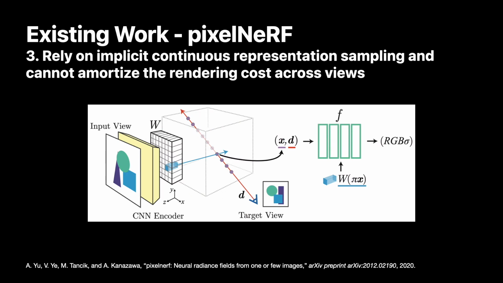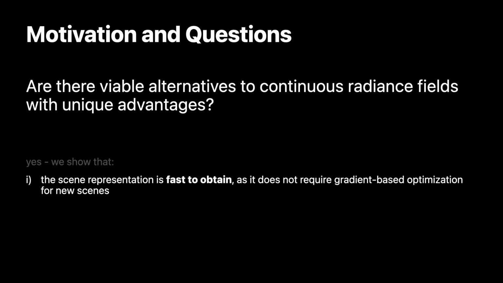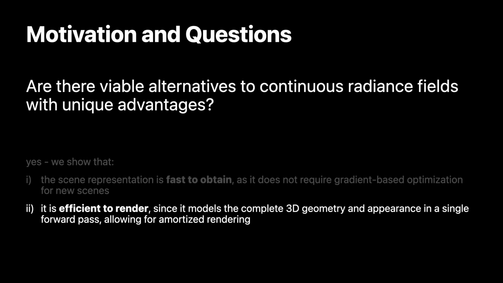A recent work, PixelNeRF, addressed these problems, but it relies on an implicit continuous representation, and thus cannot amortize the rendering cost across views. A natural question arises: are there viable alternatives to continuous radiance fields with unique advantages? And without a doubt, yes. In this paper, we show a model that is neither continuous nor implicit, challenging recent trends on view synthesis. It can obtain the same representation fast without optimizing for new scenes. It is efficient to render by modeling the 3D geometry and texture explicitly, allowing for amortized rendering.